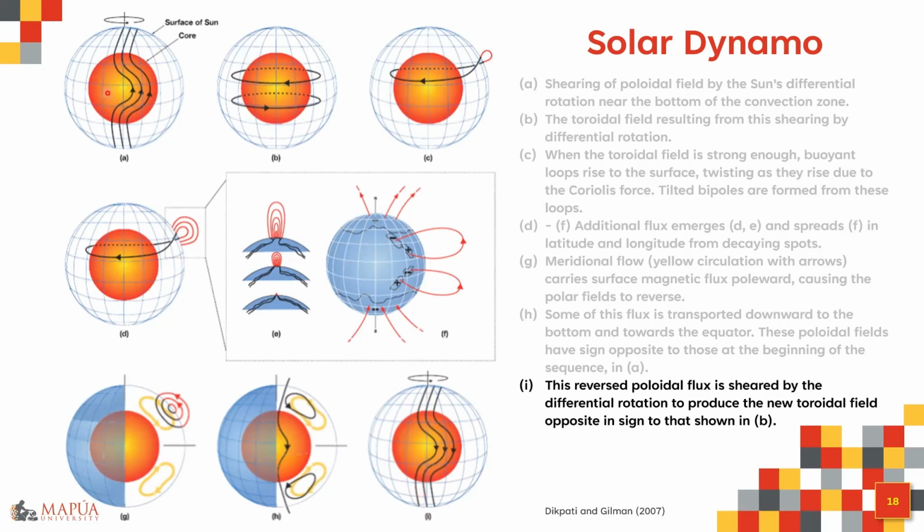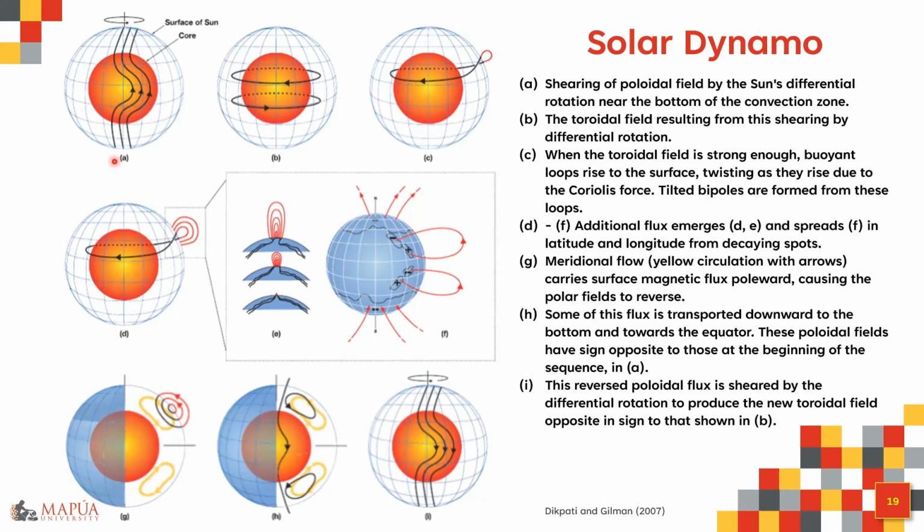Okay. Usually it takes about 10, or 11 or 12 years to complete this cycle. And we call that your solar cycle. Okay. And the whole solar cycle, that means going back to its original configuration, actually takes about 22 years. Okay, so this is your typical simplified version of the solar dynamo.